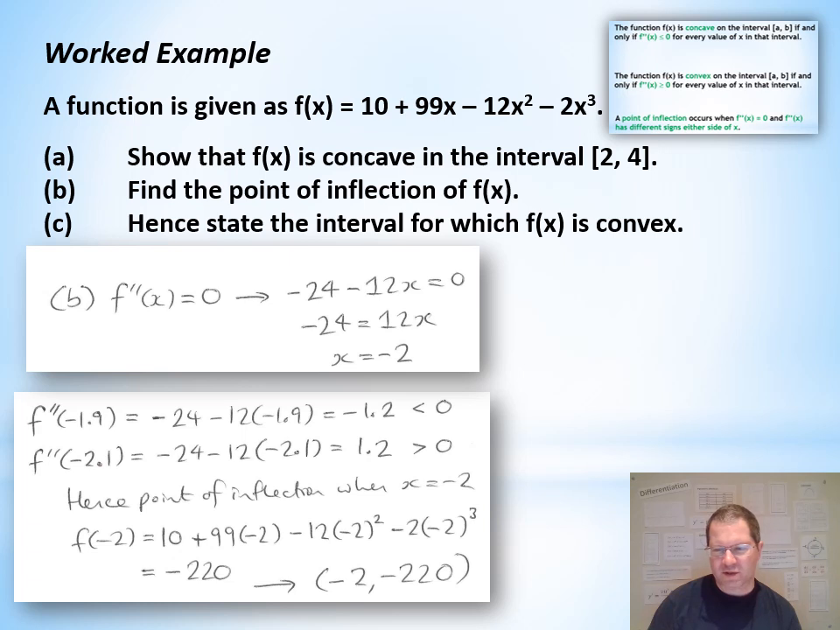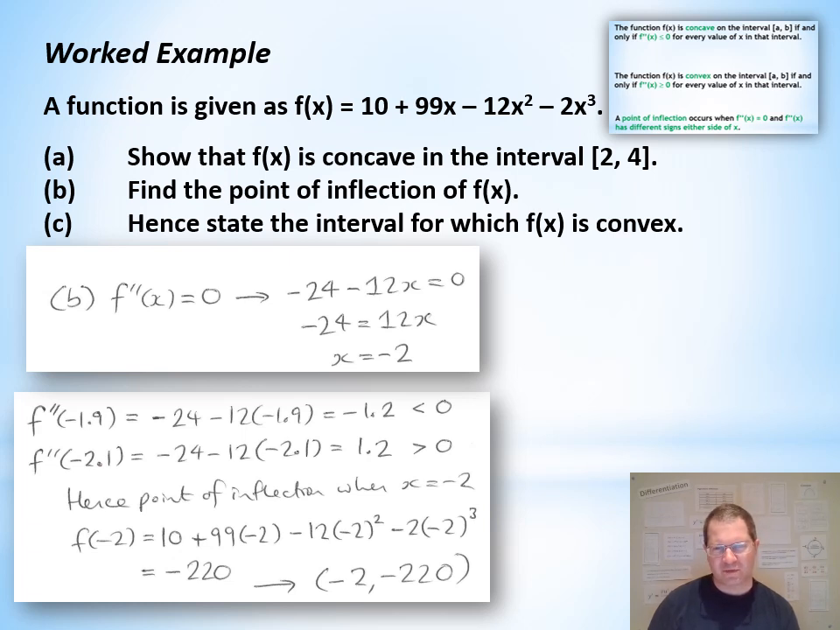For part B, we've been asked to find the point of inflection of f of x. So just as a reminder, a point of inflection occurs when f double dash x is equal to 0 and f double dash x has different signs either side of x. Now we've already worked out the second differential as minus 24 take away 12x. So if we put that equal to 0 and solve it, we find that x is negative 2.